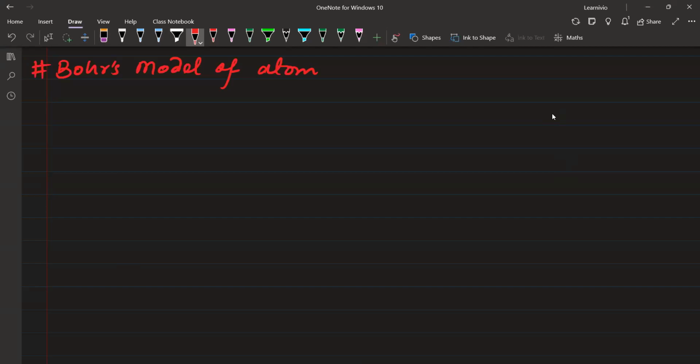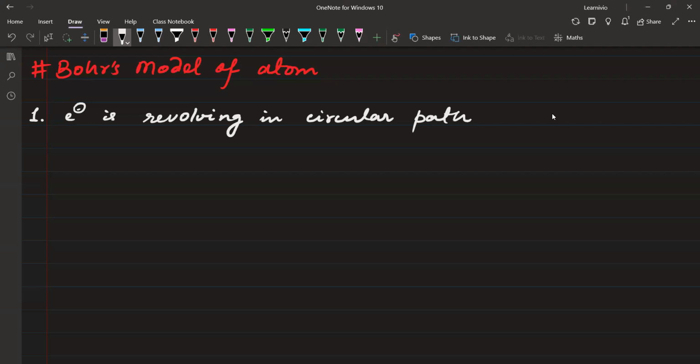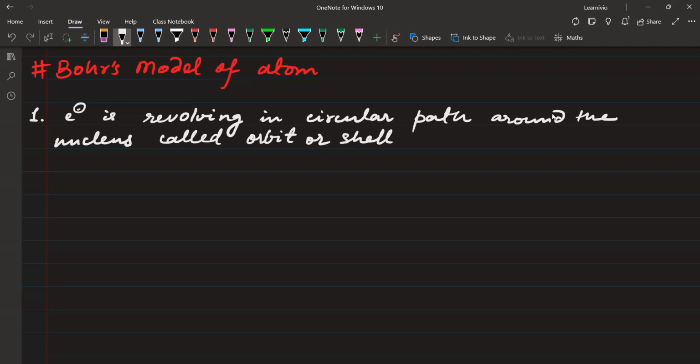What we can say about Bohr's model? First of all, the first point he said, electron is revolving in circular path around the nucleus, called orbit or shell or energy level. ठीक है, you write the second point.